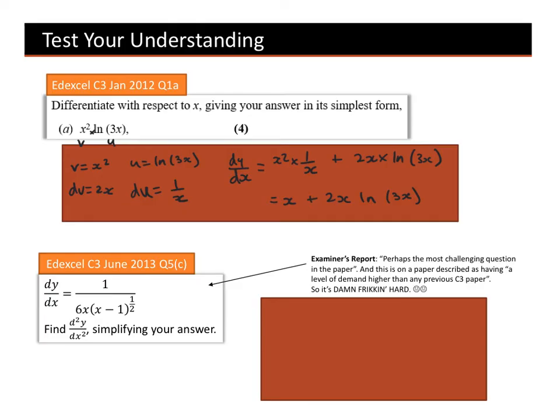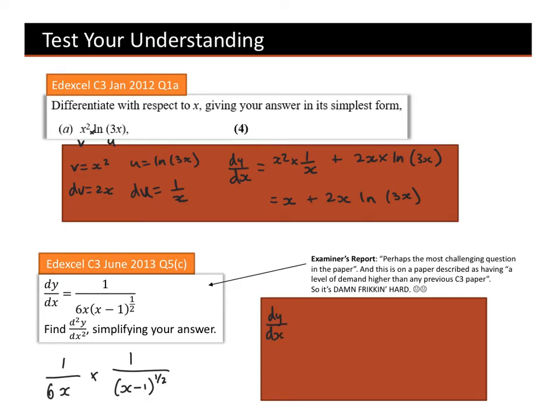Next question. Right, we've got this. Now this is a product, but this is a product of 2 fractions. Okay? Step 1, split it up. Personally, I would write this as 1 over 6x multiplied by 1 over root (x minus 1), which is a half power. Yeah? This is my product.